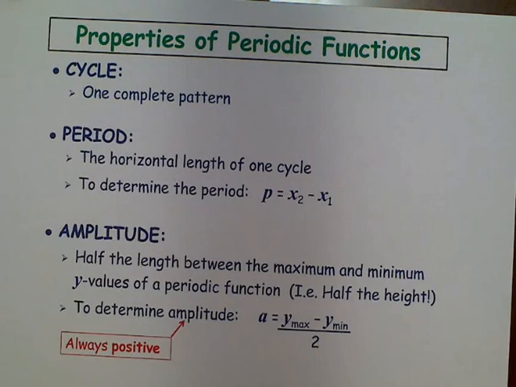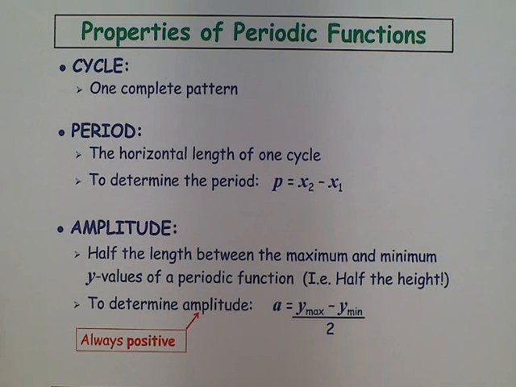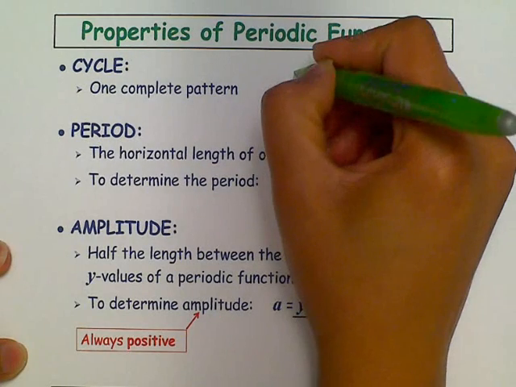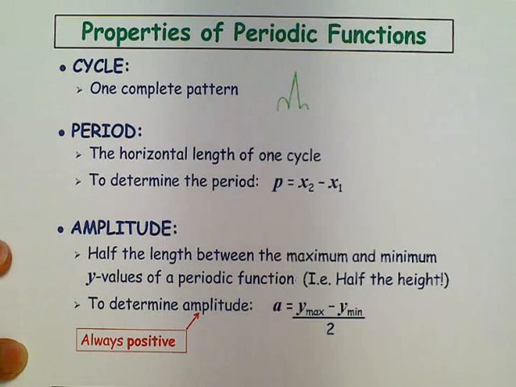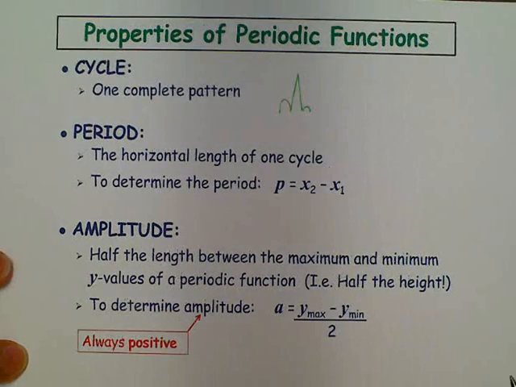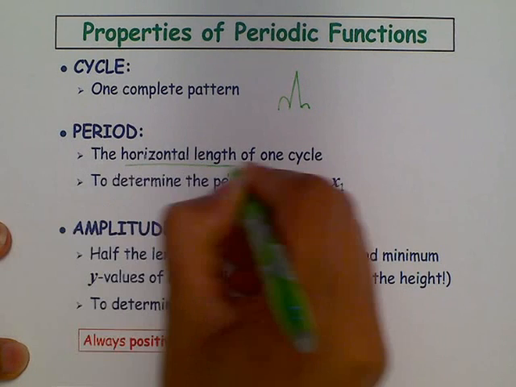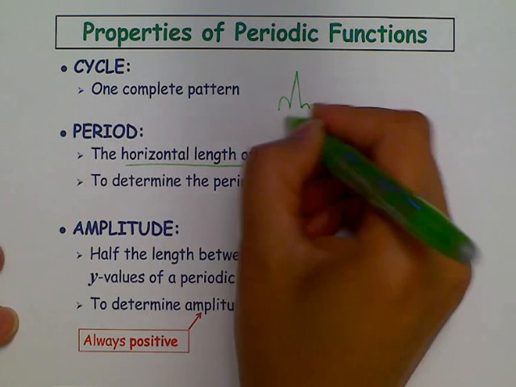Some of the special properties of periodic functions include some key words here. The first one is a cycle. A cycle looks at one complete pattern. For example, the pattern that we were looking at earlier is a big bump, a spike, and then a small bump. That's an example of one complete pattern. The period of the function looks at the horizontal length of one cycle, so how long it takes for one of those cycles to happen.